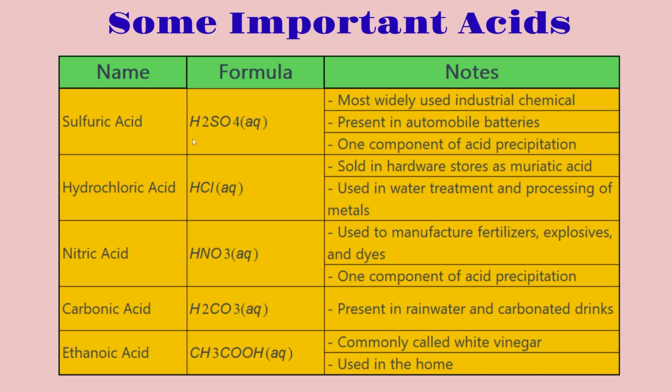And finally, for our last one, we have ethanoic acid, and it's CH3COOH. This is commonly used in white vinegar, and it's also commonly used in the home. So these are 5 really important acids that are always going to be coming up.